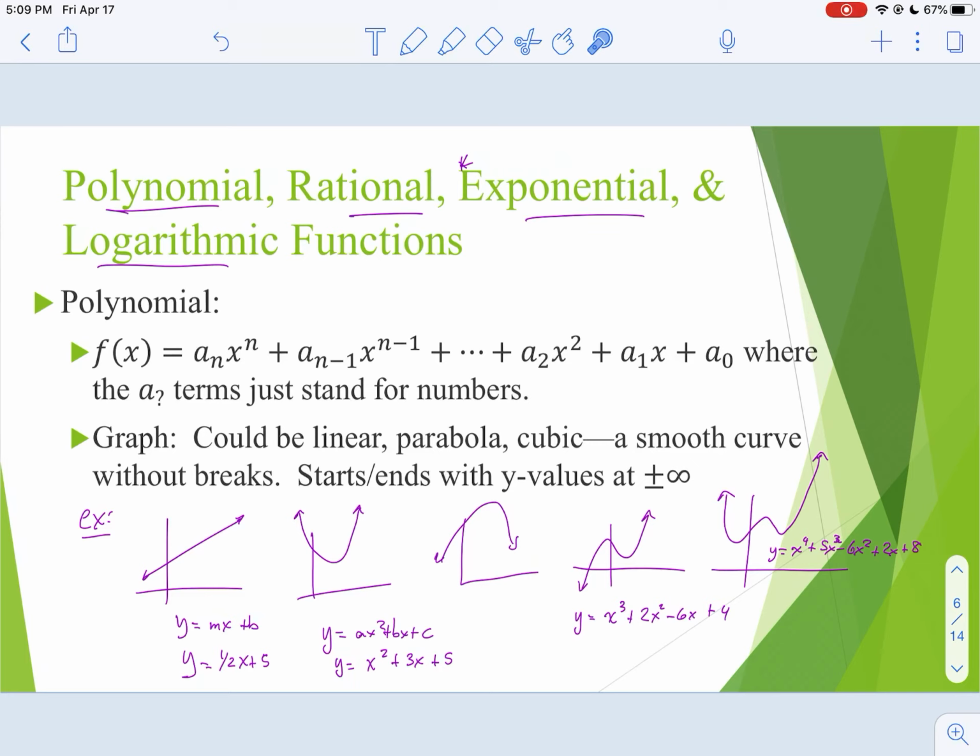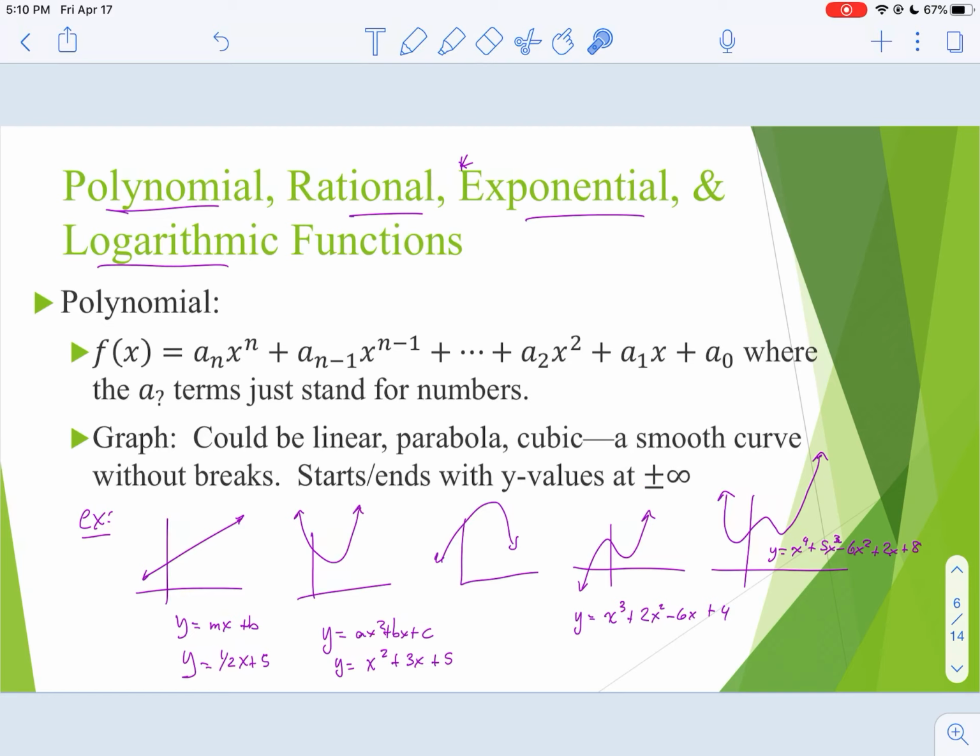And what I'm trying to show you here is, you see how this x to the 4th, x to the 3rd, x to the 2nd, x to the 1st, that's what this is saying. X to the n minus 1, so on, down to x squared, x. And then a0 is a constant. These a terms are just numbers. And so if you see an equation that looks like this, you know it's a polynomial function. If you see any graphs that look like this, you know it's a polynomial function.